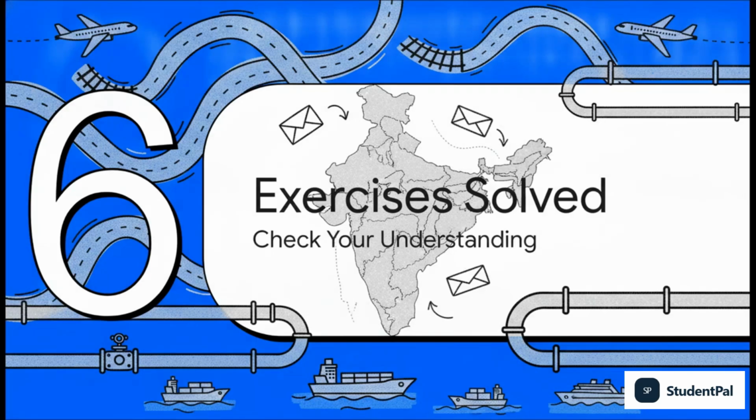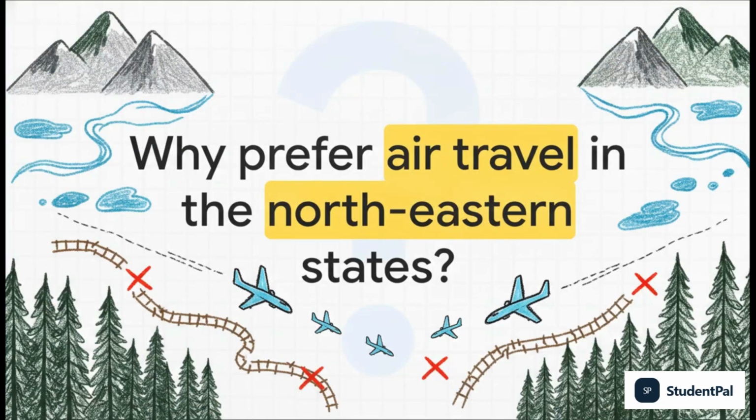Okay, finally, Section 6, chapter exercises solved. Let's check your understanding. All right, guys, we've covered the heavy concepts, so let's actually apply them. Here's a classic textbook application question. Why is air travel preferred in the northeastern states? Pause and think for a second. Based on what we just learned about terrain, well, the answer is that the Northeast is completely characterized by highly difficult terrain. We're talking high mountains, dreary deserts, dense forests, wide rivers, and frequent floods. Trying to lay down roads and railways there is incredibly challenging, and they're constantly prone to damage. Air travel easily just bypasses all these physical barriers, making it by far the most practical lifeline for that specific region.